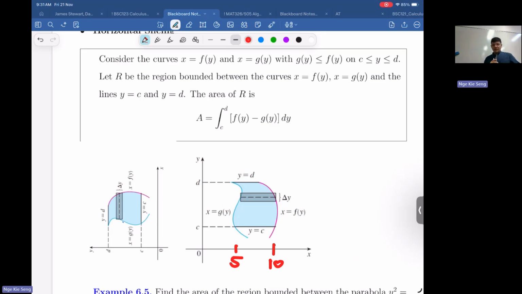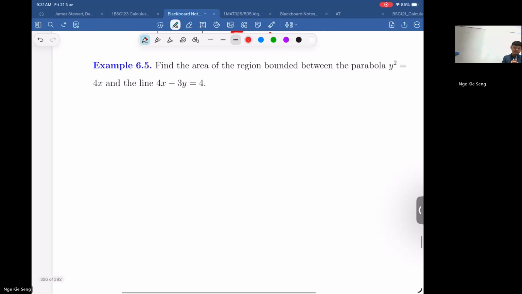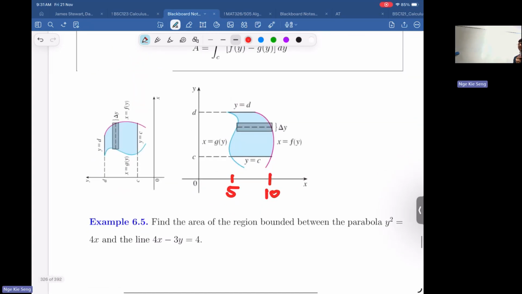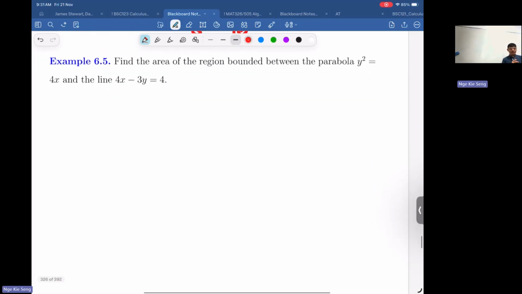No? Okay. In that case, let's try some examples here. Okay, so let's see when should we apply this kind of integral. So let's look at this question here. Find the area of the region bounded by the parabola y squared equals 4x and the line 4x minus 3y equals 4.